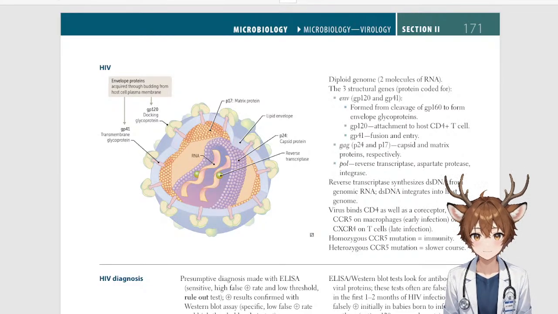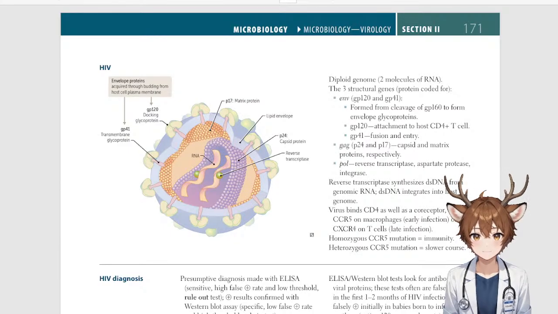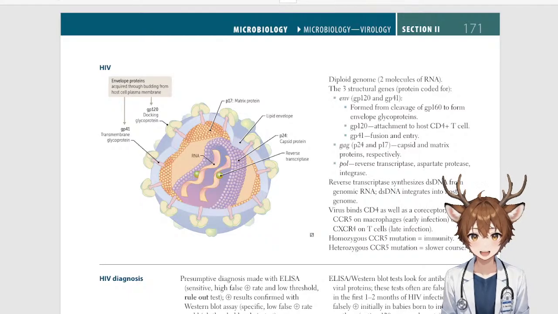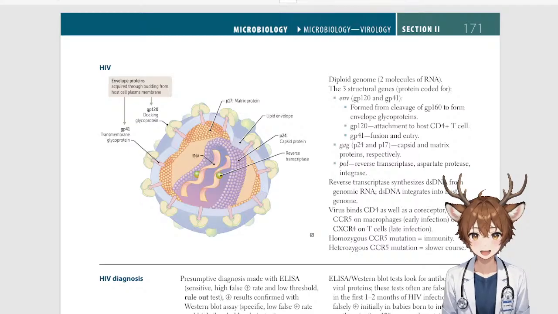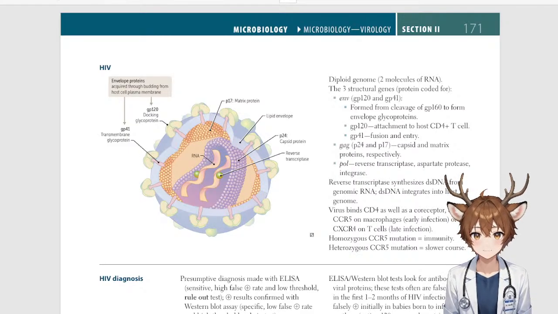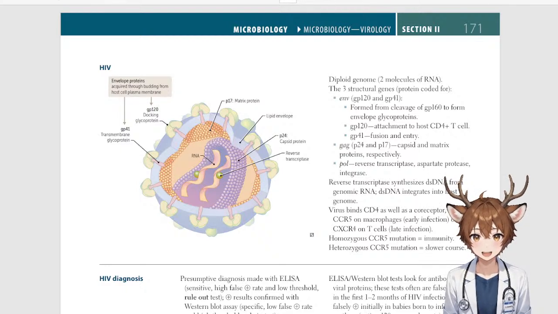HIV. Envelope proteins. So a little picture right here. Let me talk about it. You see the envelope proteins acquired through the budding from the host cell plasma membrane. GP120. That's the docking glycoprotein GP120. The GP41. That's the transmembrane glycoprotein. We also have this thing called the P17 matrix protein. Lipid envelope, P24 capsid protein, the reverse transcriptase. So let's talk about HIV.